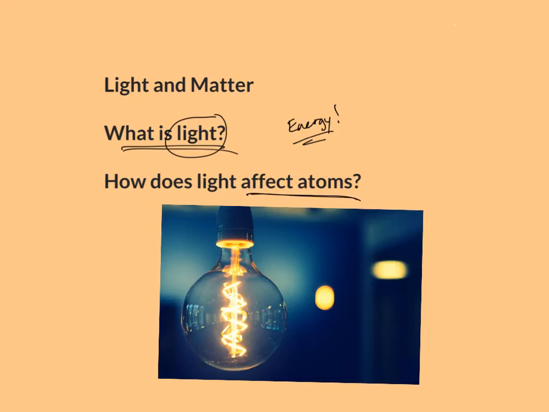Atoms are made of protons and neutrons in the nucleus. Those are tucked into the middle and they're pretty secure. And then the electrons are around the nucleus and they are moving. And they have extremely small, almost no mass. And so when energy approaches an atom, it tends to be the electrons that are affected by that energy.